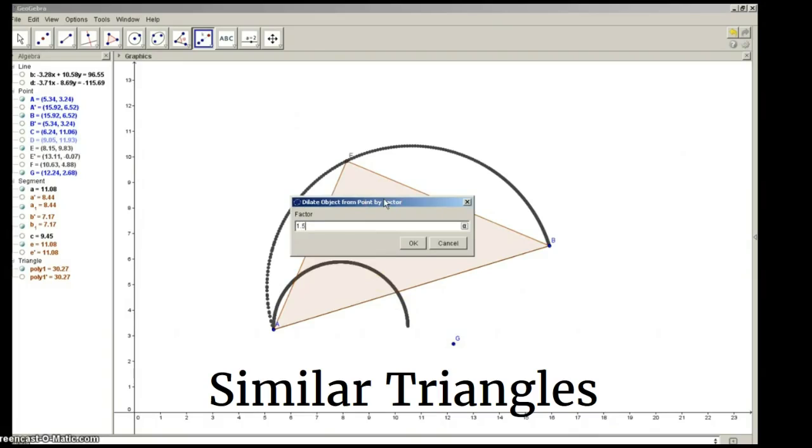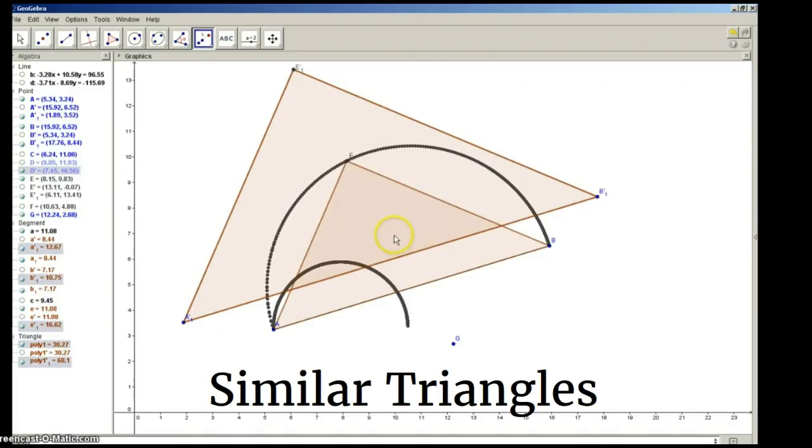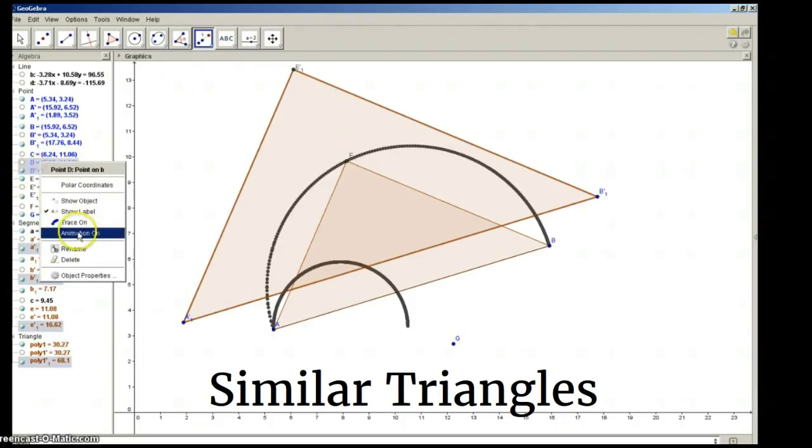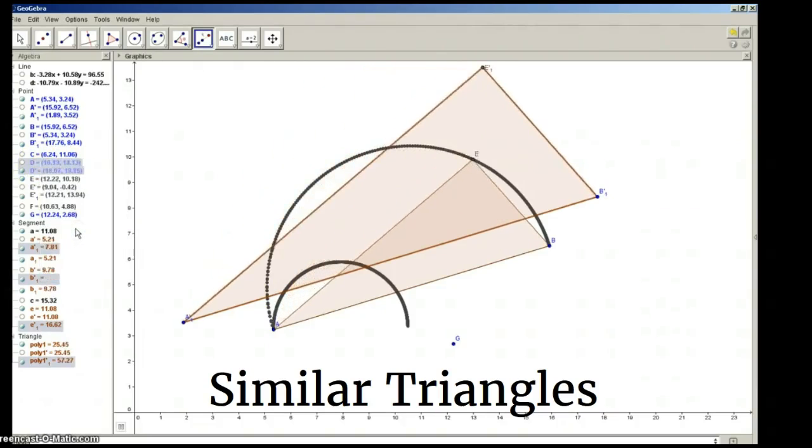And let's say we dilate it with a factor of 1.5. Well, what do I end up with? I end up with a similar triangle. So in essence, I have this right triangle. Let's animate again. Here we go. We're going to get tired of this animation stuff.